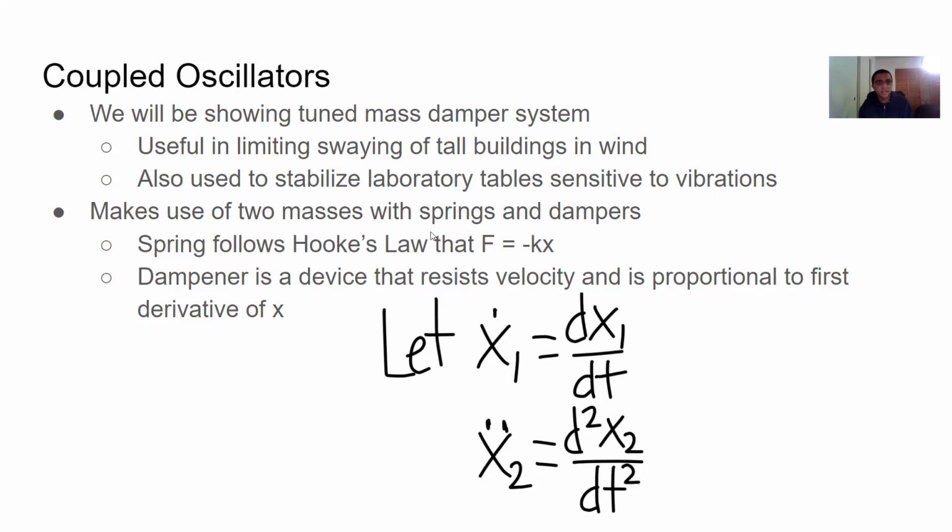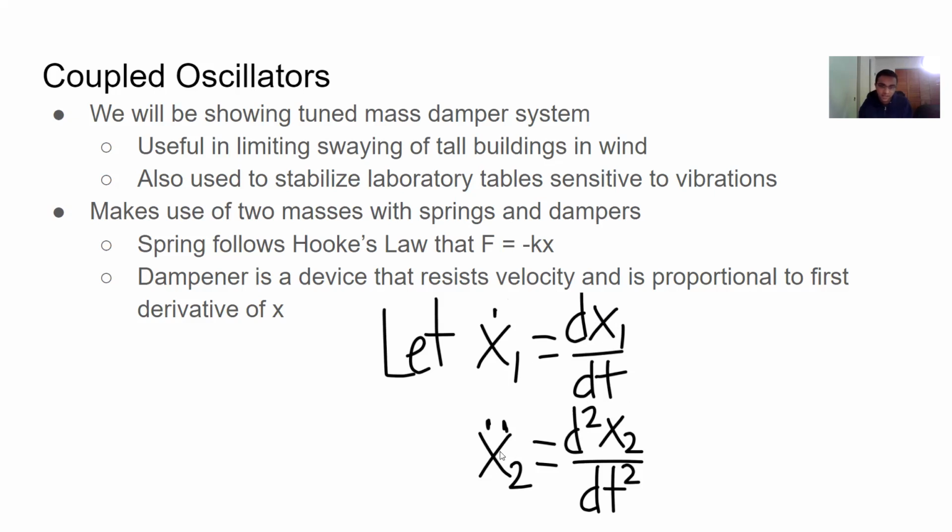In our analysis, we're going to rely heavily on spring-mass-damper systems. You're familiar with springs from Hooke's law, which we discussed earlier. But there are also dampers, which resist the velocity. It's proportional to the first derivative of the position, which is the velocity. With some notation, x1 dot refers to the first derivative of x with respect to time, or change in position over change in time.